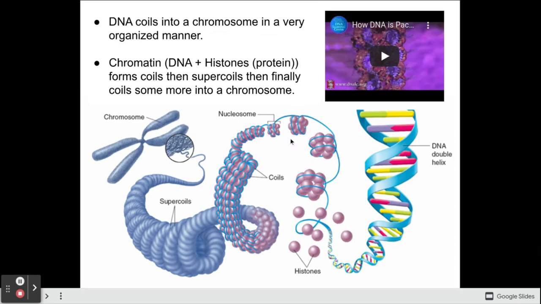And then it coils some more. You can kind of see how all this DNA and protein starts wrapping around each other. And then this set of coils starts coiling around. And then those coils start coiling around until you finally come up with a chromosome. So if you ever wondered how chromatin condenses into a chromosome, well, this would be a good picture on how to visualize that.